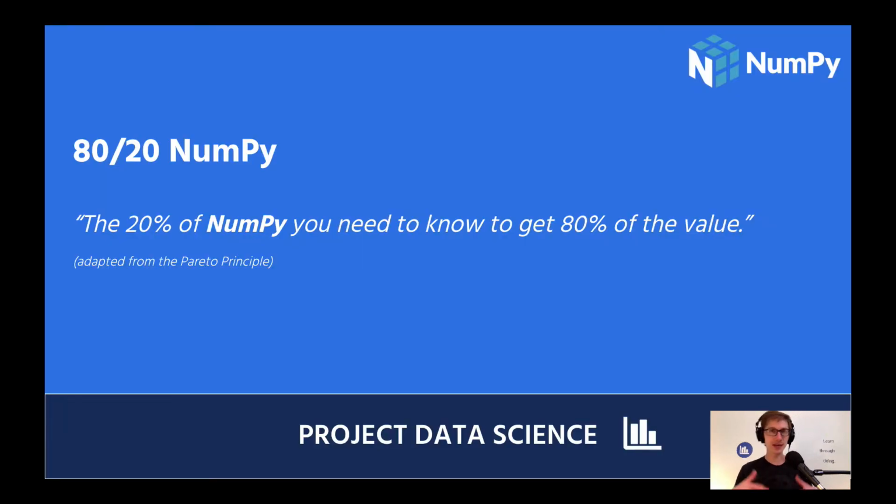So really quick, 80/20, what does that mean? Well, this comes from something known as the Pareto principle, and it basically means that very often there's a small set of functionality, let's say 20% of the functionality of something, that will get you 80% of the value. So that's what this series is based off of, showing you, let's say today, the 20% of NumPy that's going to get you 80% of the value that you're going to get from NumPy. So basically just very efficient learning.